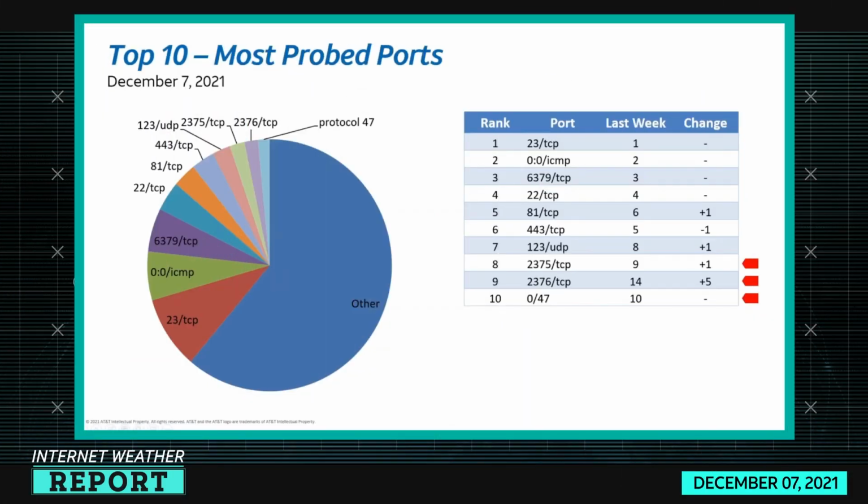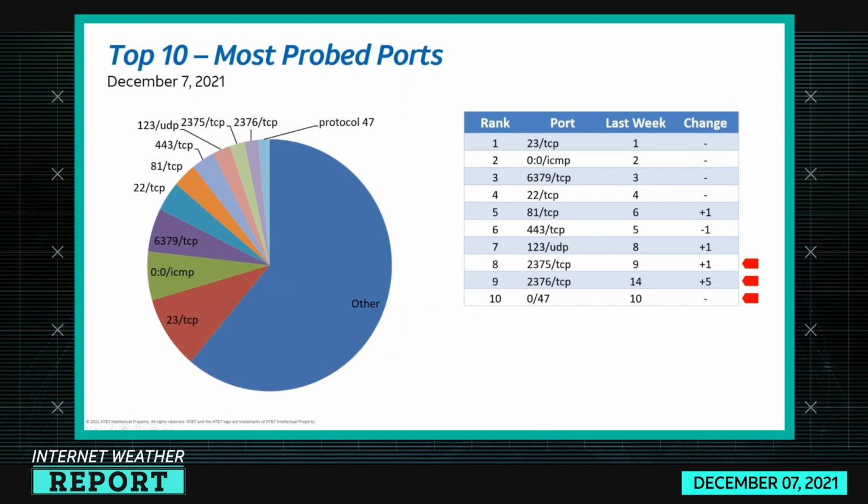Right, Andy. I thought we'd take a look at the internet weather for this week, and no big surprises, but we'll take a closer look at a few ports in particular that I thought were interesting. In terms of the most probed ports, a lot of the characters we see frequently, Telnet is way up at the top. We see that because a lot of IoT devices or smaller embedded devices still run Telnet. So there's a lot of brute force password guessing activity going on for those.